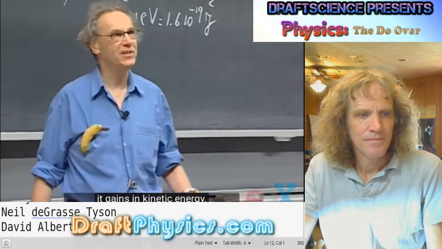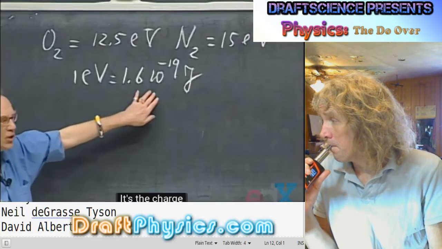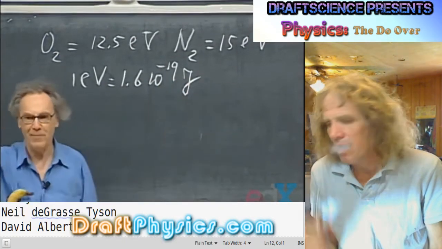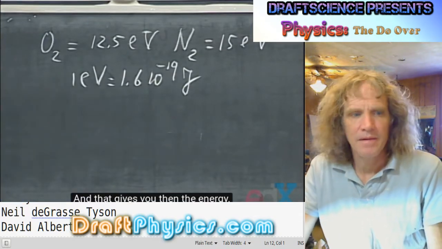It gains in kinetic energy. That's the definition of an electron volt. It gains 1 electron volt. It's the charge of the electron, which is 1.6 times 10 to the minus 19 coulomb, multiplied by 1 volt. And that gives you then the energy, 1 electron volt.